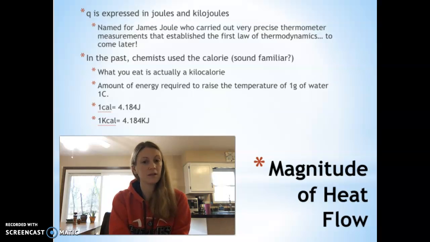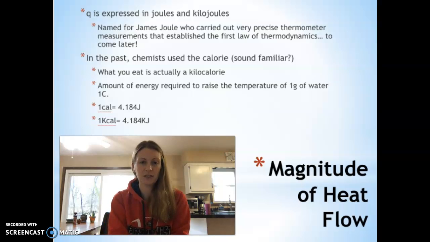pretty familiar because we have probably all counted calories before, or at least paid attention to what those calories are. But what you're actually consuming is really a kilocalorie, so 1,000 times bigger than a calorie. The amount of energy required to raise the temperature of 1 gram of water 1 degree Celsius is 1 calorie. So 1 gram of water going up 1 degree Celsius equals 1 calorie.